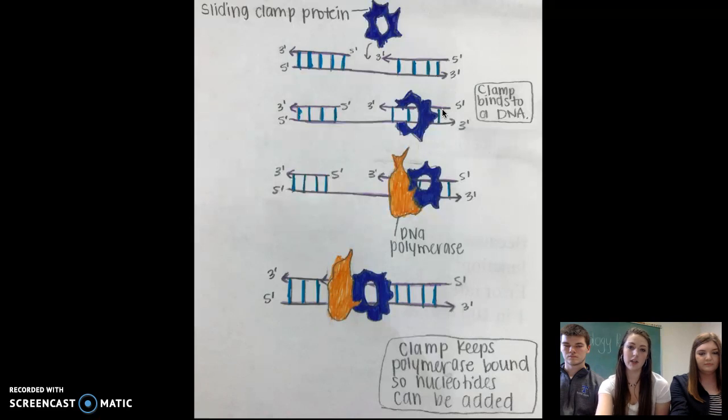This picture demonstrates the functionality of the sliding clamp protein and the DNA polymerase. So the sliding clamp protein binds to the DNA polymerase III, and it helps it accelerate DNA synthesis. At the top, the sliding clamp protein looks like a ring, and the ring fits around the DNA strands. As it enters the DNA strands, the DNA polymerase III is going to bind to that sliding clamp protein, and when the protein binds to the DNA polymerase III, it is going to accelerate the rate at which the nucleotides are added.